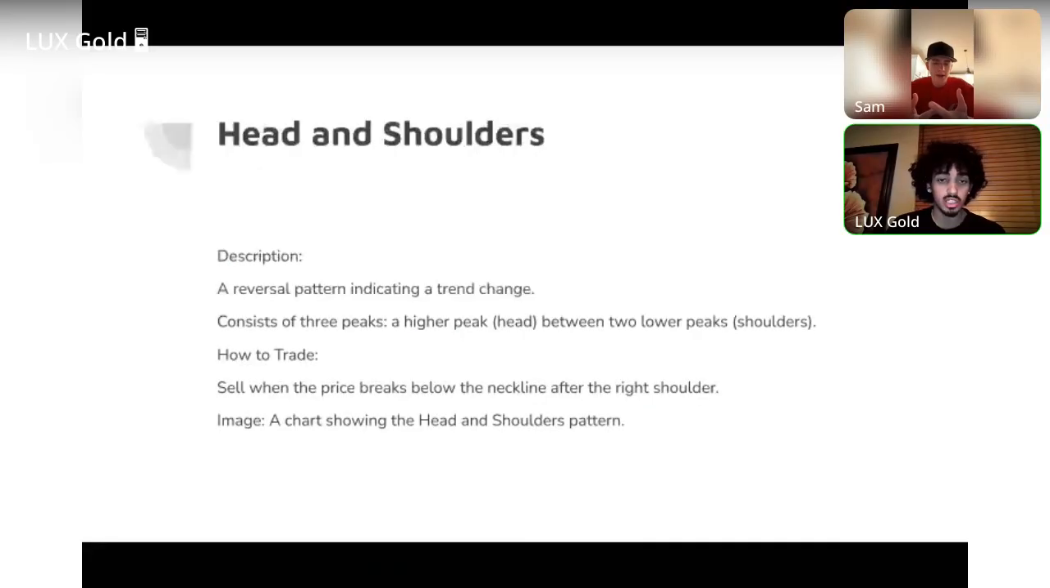All right, so next we've got the head and shoulders. Head and shoulders is a reversal pattern indicating a trend change. Usually it'll be three peaks, a higher peak, and right by it are two lower peaks. And how we would trade that is we would sell when the price breaks below the neckline right after the right shoulder. I'm about to show you guys right here.